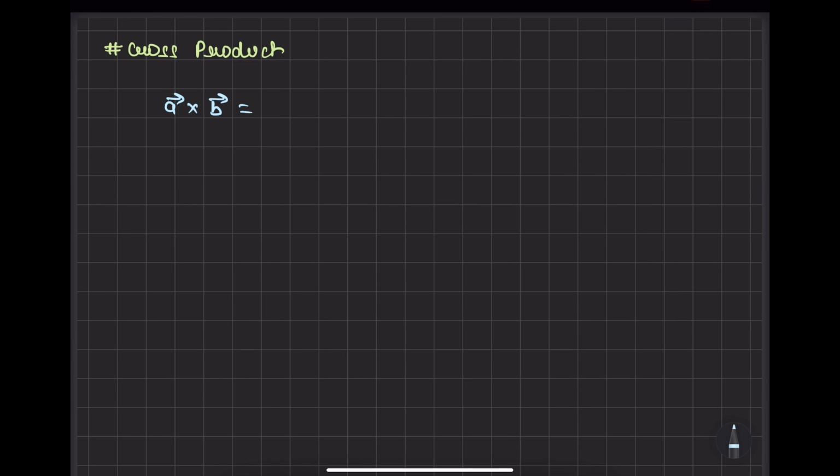Suppose you wish to find A cross B, how should you respond? Look at this. You should write magnitude of vector A, magnitude of vector B, then sine theta, where theta is the angle between vector A and vector B, and then you should put n cap. Why are we substituting n cap? Because A cross B provides us a vector perpendicular to the plane containing vector A and vector B.